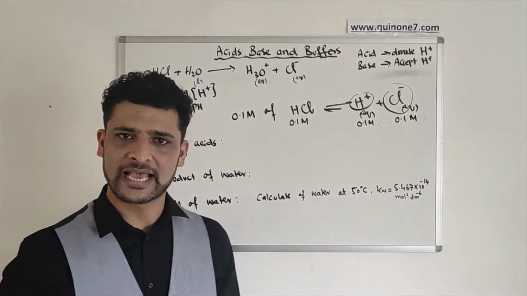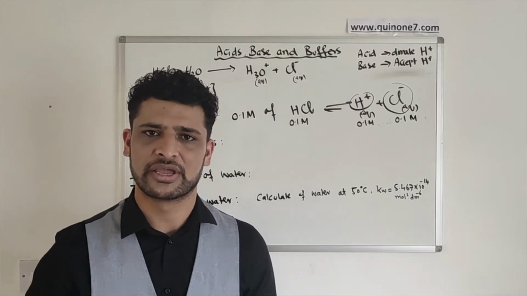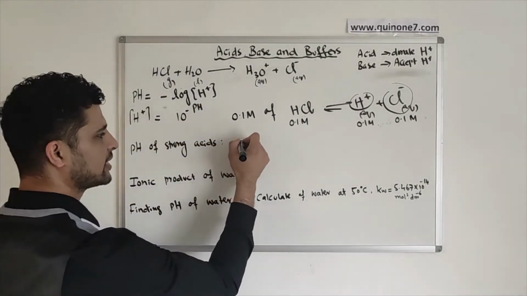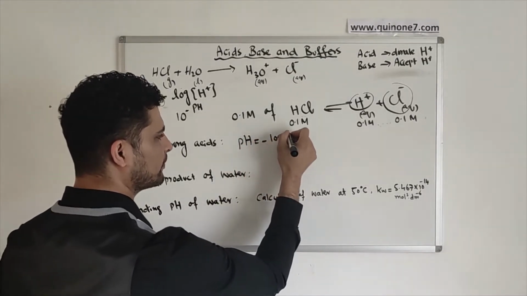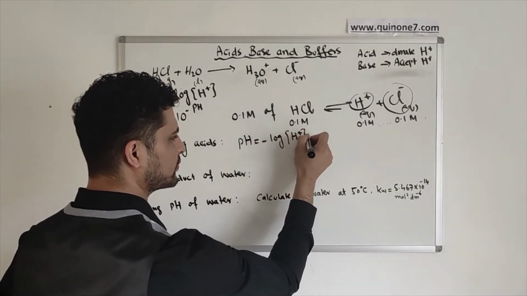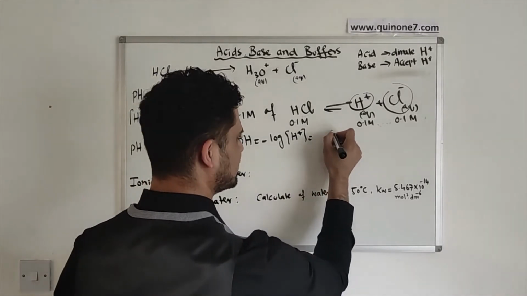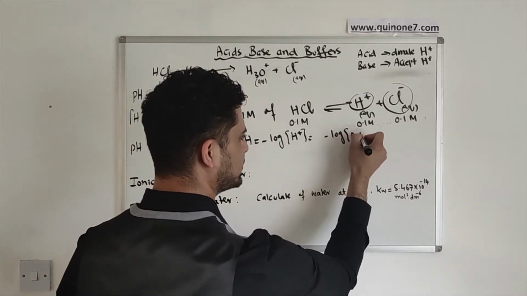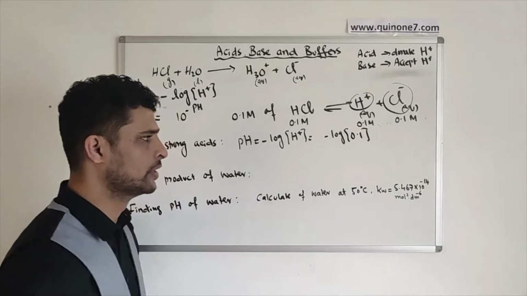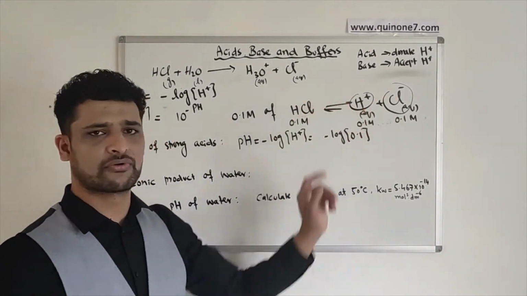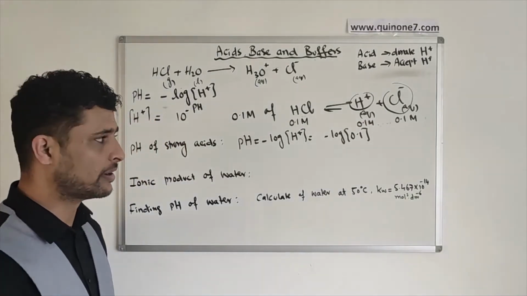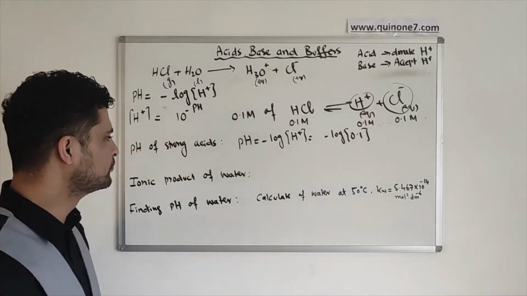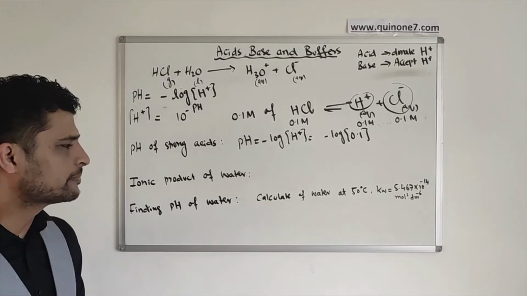The pH is because of the H positive ion. So we say the pH is equal to minus log of H positive ion concentration, which is minus log of 0.1 molar. Because it's a balanced equation, there is no coefficient. If there isn't a coefficient, you can put the concentration of H positive ion directly, without raising it to any power. Next part is the ionic product of water.